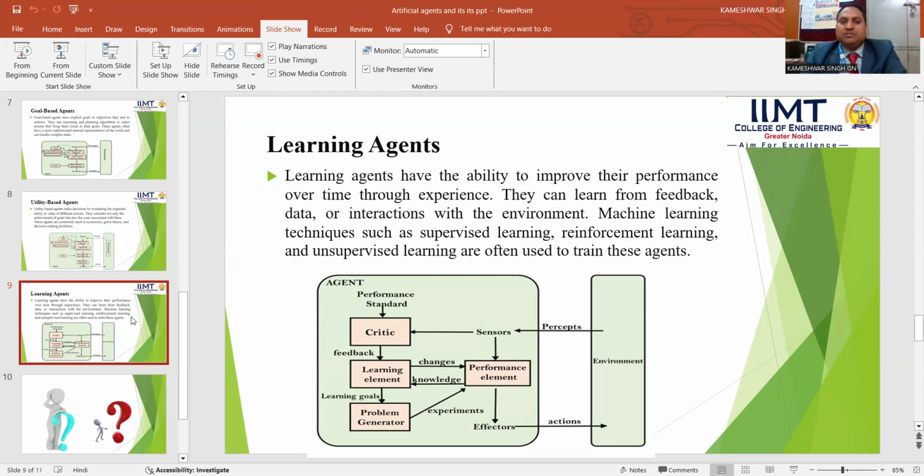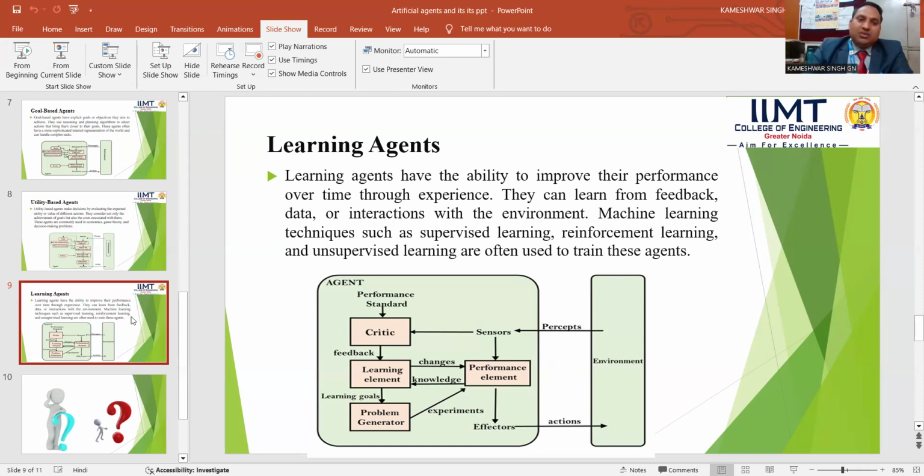So these are the learning agents which learn from the environment, and there are certain steps followed by the learning agent. First is the critic, second is the learning element, then the performance element, and then the problem generator. These kinds of learning agents follow the rules and complete the learning. So these are the 5 kinds of agents which we discuss here.